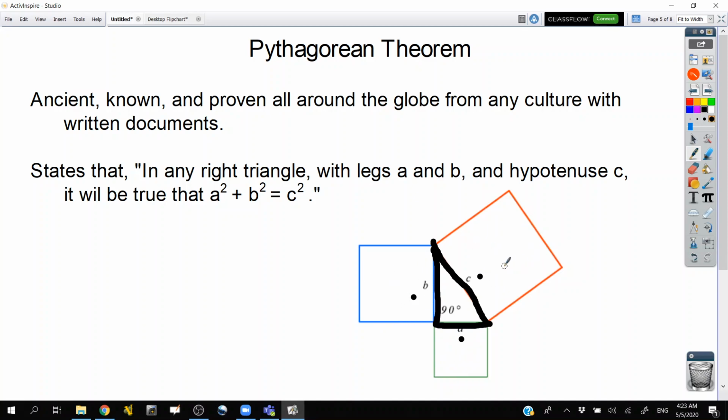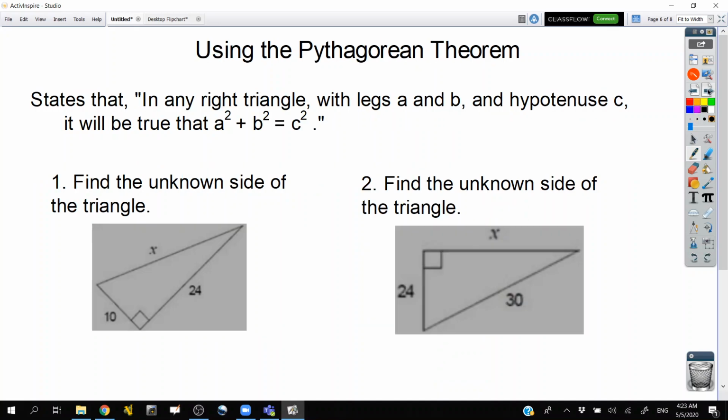And you guys saw some geometric proofs of why that's true. To put it into practice, here are some things you'll be asked to do on your homework or on the next assignment. We know this formula.